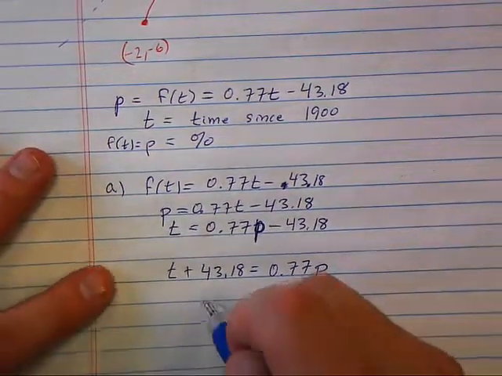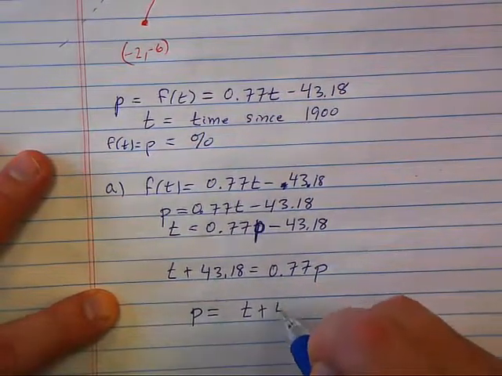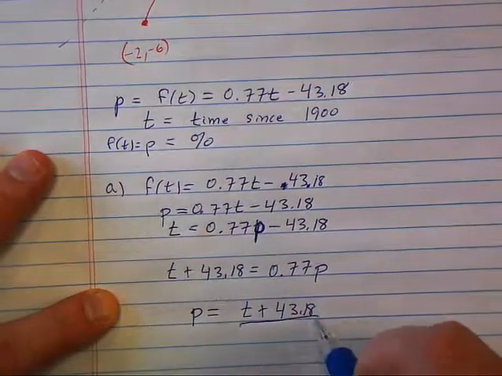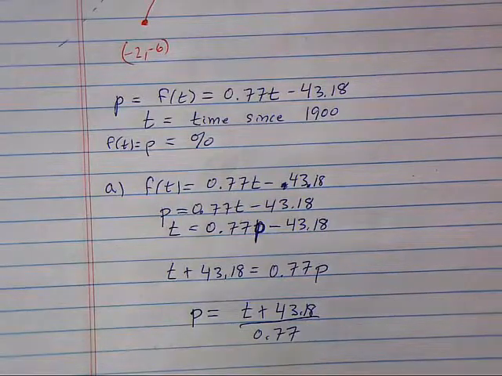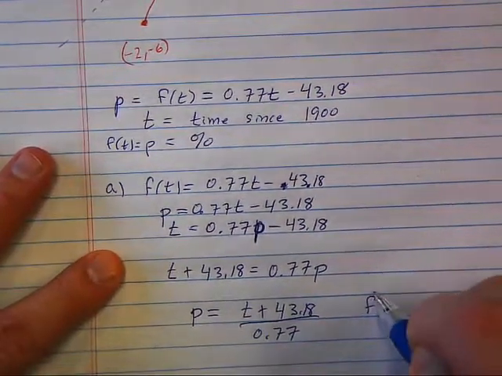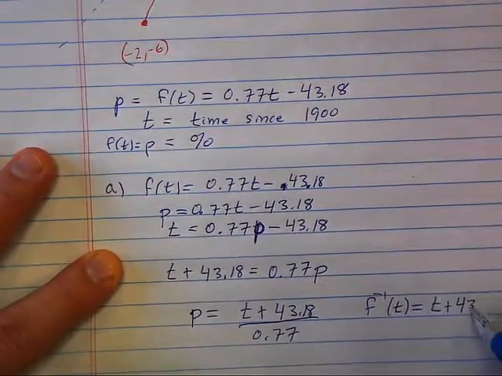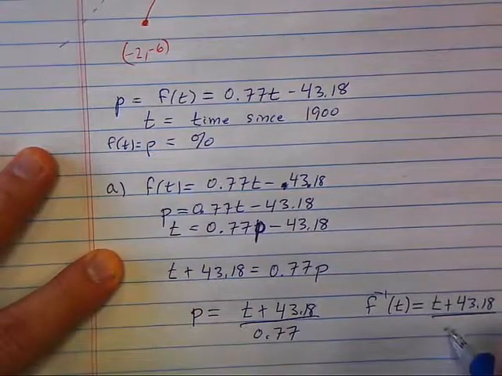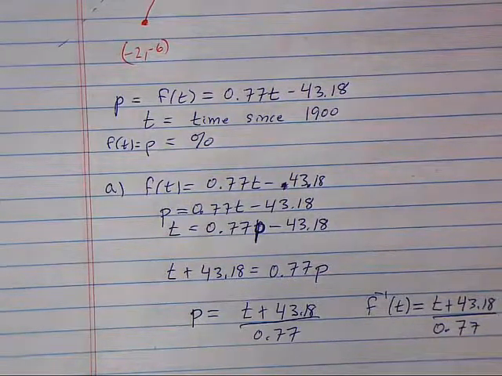So I think I'm just going to write this as p equals t plus 43.18 over 0.77. I don't think I'll mess with those decimals too much yet. So this is now f inverse of t is t plus 43.18 divided by 0.77. I'm just going to leave it like that for now. I think in a minute here I'm going to be plugging some numbers in.